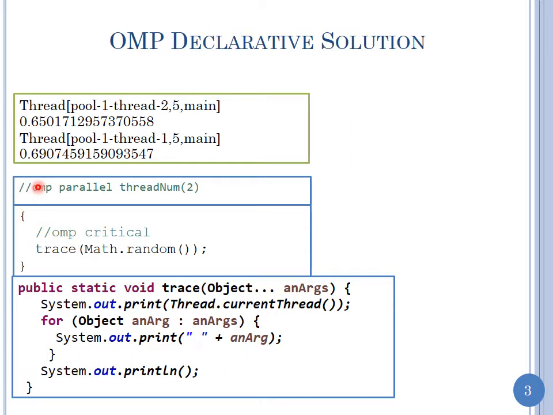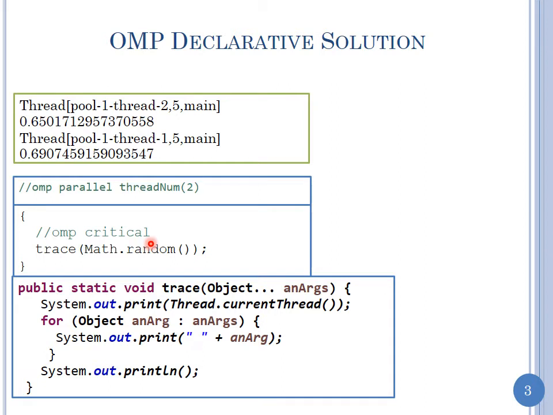first tell OMP using declarative constructs that we want two threads to execute the next statement block or the next statement. This happens to be anything within curly braces is a statement block. And since the print is not thread safe and we want our prints not to be mixed together, we say OMP critical.